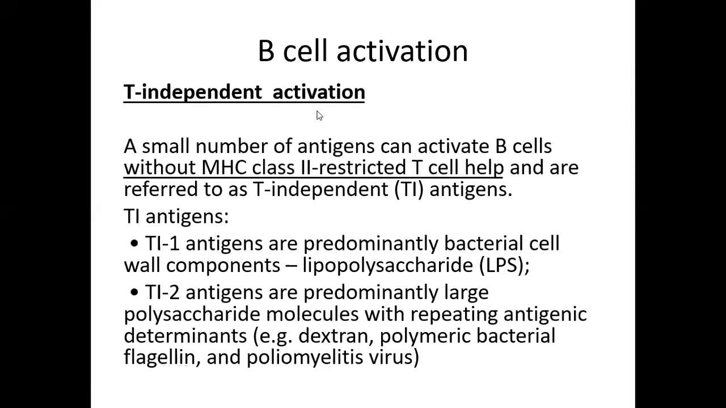B cell activation also can be T independent, without T cell. A small number of antigens can activate B cells without MHC class second restricted T helper and are referred to as T independent antigens. T independent 1 antigens are predominantly bacterial cell wall components like lipopolysaccharide. T independent 2 antigens are predominantly large polysaccharide molecules with repeating antigen determinants like dextran, polymeric bacterial flagellin, and polymerized viruses.